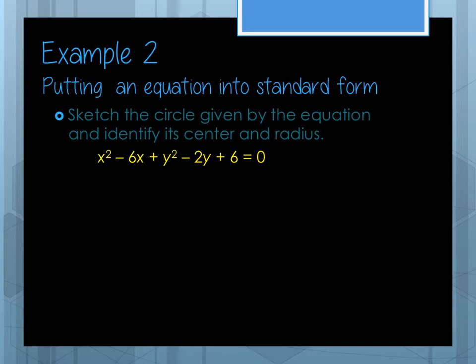Compare this to standard form. In parentheses, we have, right, like x minus h squared. So I need to get these into perfect squares. How do I do that? We did it once with just a single quadratic. Now we've got to do it twice.